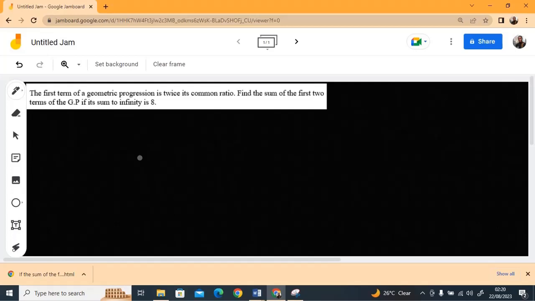Now what is happening here is that they said the first term is twice its common ratio. It means A is 2 times the common ratio. You know R represents the common ratio, A is the first term. So A is 2 times the common ratio. It means A equals 2R. Now, that one is done. Then they said, find the sum of the first two terms of the GP if its sum to infinity is 8.